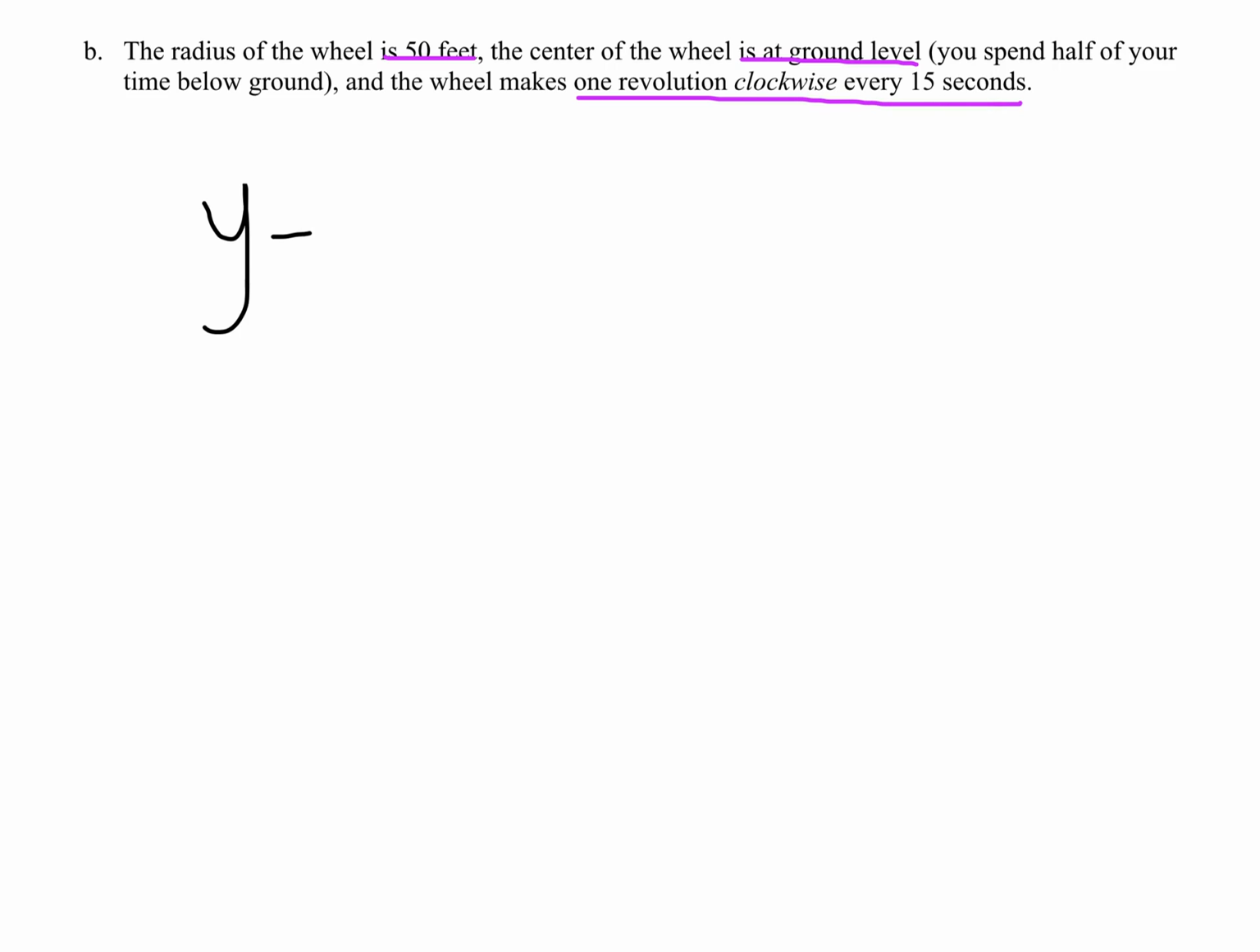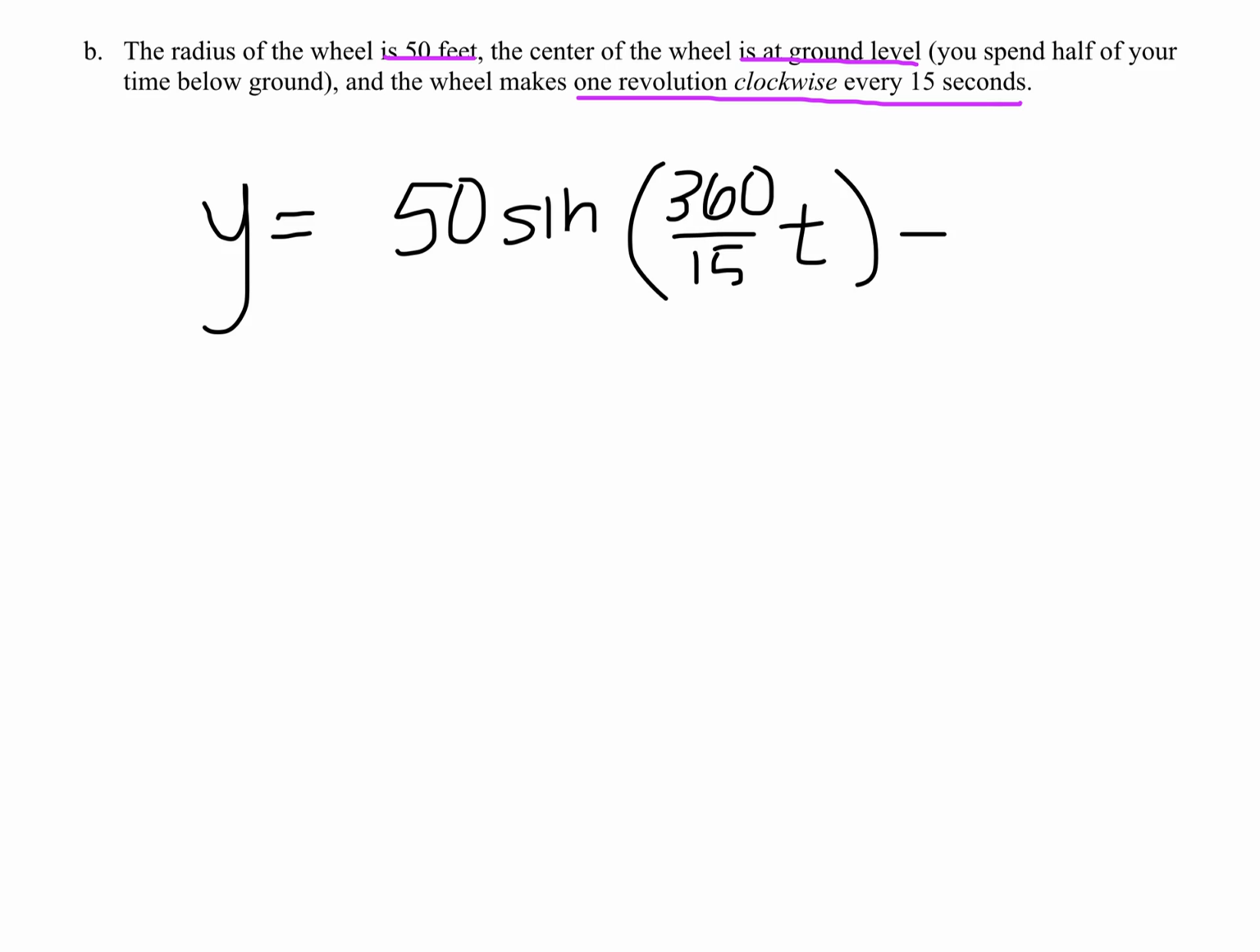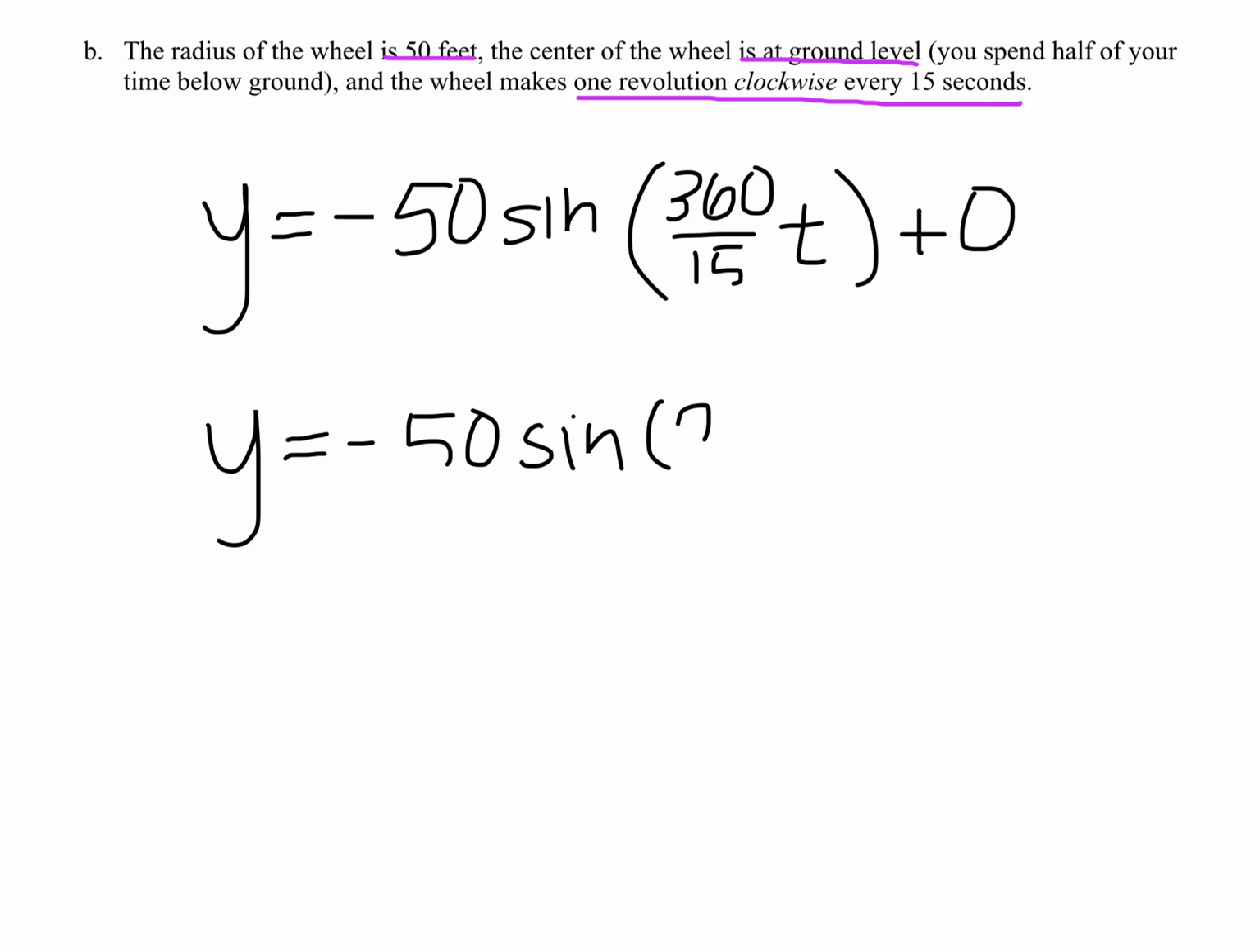So for my equation, I have 50 feet radius. It makes 1 revolution clockwise every 15 seconds. So if I find my angular speed, I'm going to divide by 15. And then I'm at ground level, so I'm going to add 0. Because I'm going clockwise, I'm going to go ahead and put a negative in front of the 50. That just means that it's going to go down first instead of going up on my graph. If I want to simplify this, this is y equals negative 50 times the sine of 24t.